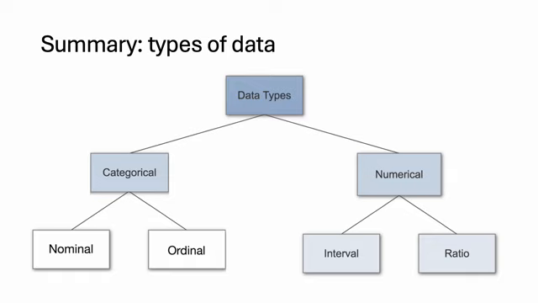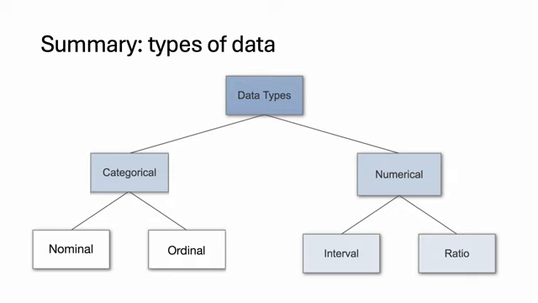So let's move over to the numerical data types. Let's look at interval data. Interval data is measured along a scale with equal intervals between points, but what it does lack is a true 0 point. So examples of interval data are temperature in Celsius or Fahrenheit and things like IQ scores. The differences between values are meaningful, but 0 does not represent an absence of the quantity.